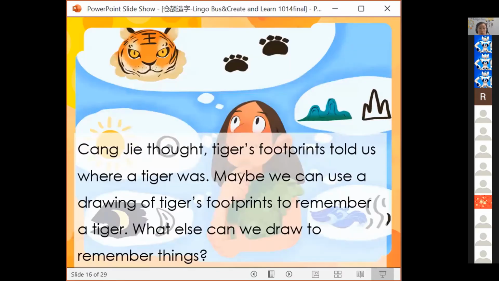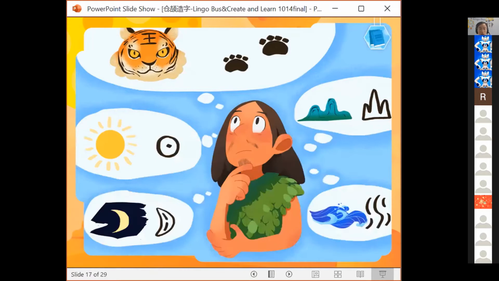Great points, guys. Cang Jie thought tiger's footprints told us where a tiger was. Maybe we can use a drawing of tiger's footprints to remember a tiger. What else can we draw to remember things? Let's look at this picture. What else did Cang Jie think about?